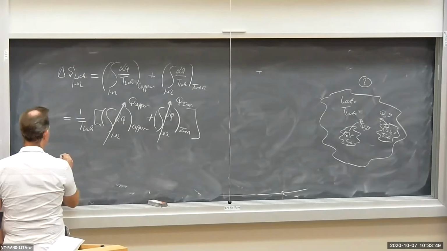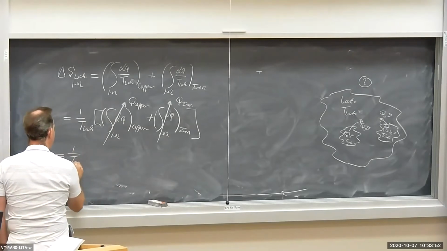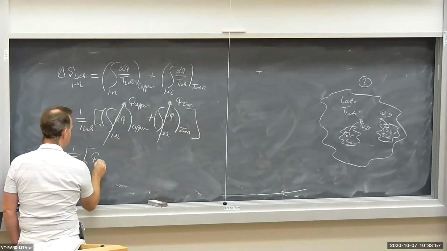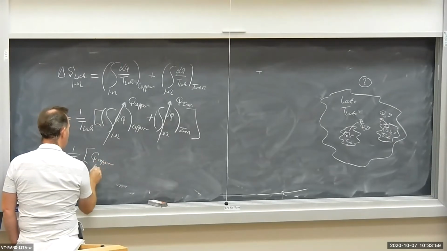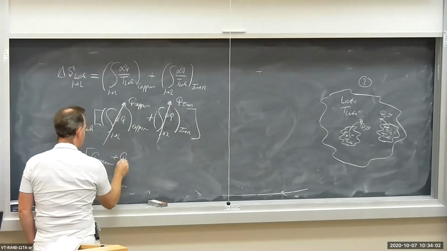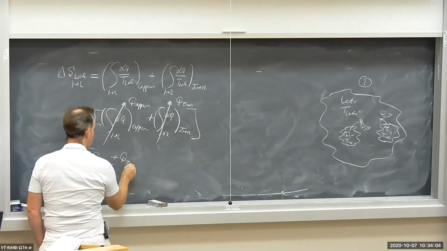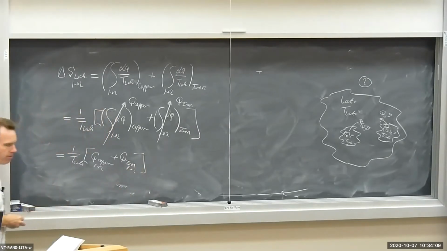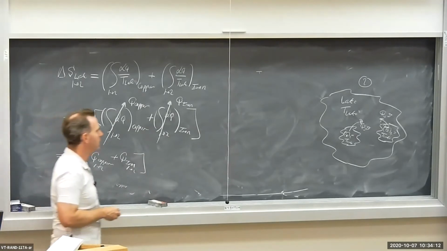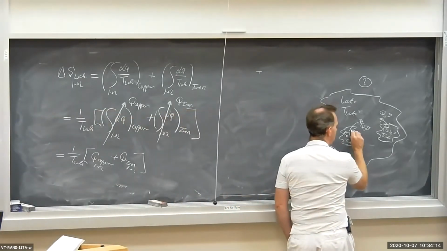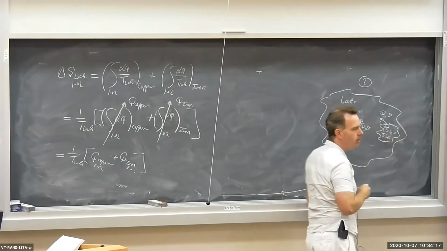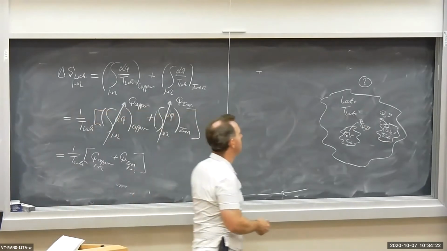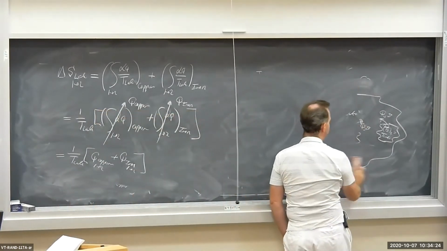So let me write the final expression. 1 over T lake, Q copper, 1 to 2, plus Q iron, 1 to 2. We need to find out what these heat transfers are, what these heat transfers are from the copper and from the iron into the lake water. Well, we can do that by using the first law applied to the copper and the iron.